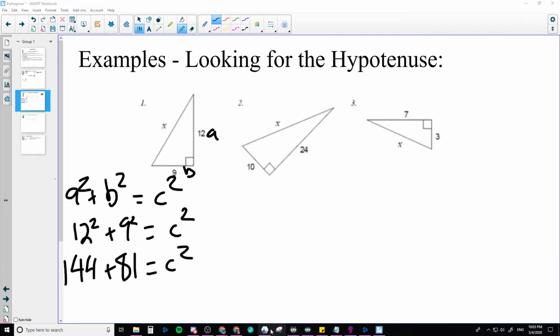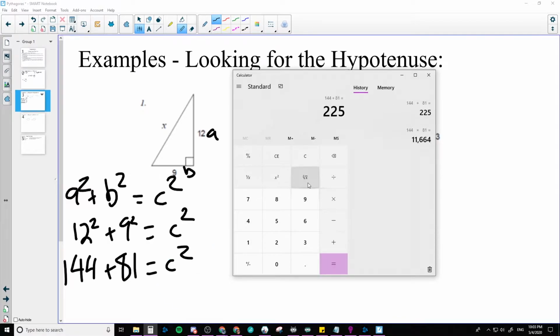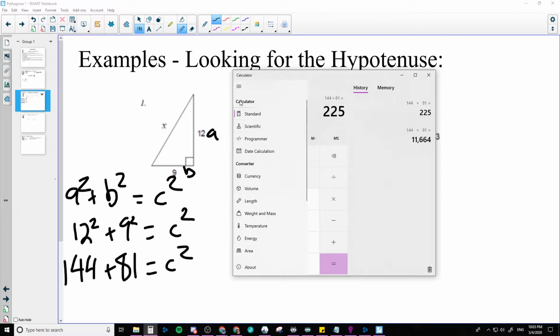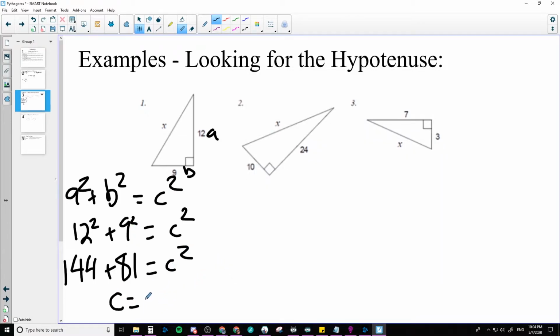Let's pull our calculator up. We've got 144 plus 81, not times 81, 144 plus 81, and then we're going to square root this. Now, we've been using the scientific version of this calculator up until this point, but it's important to know that if you're using a Microsoft calculator, you need to go back to the standard type of calculator that's in this menu here. Go back to the standard so that you have a square root button. The scientific calculator, for whatever reason, does not have one. So we'll just use this here, and that tells us that C is 15. So C here equals 15.